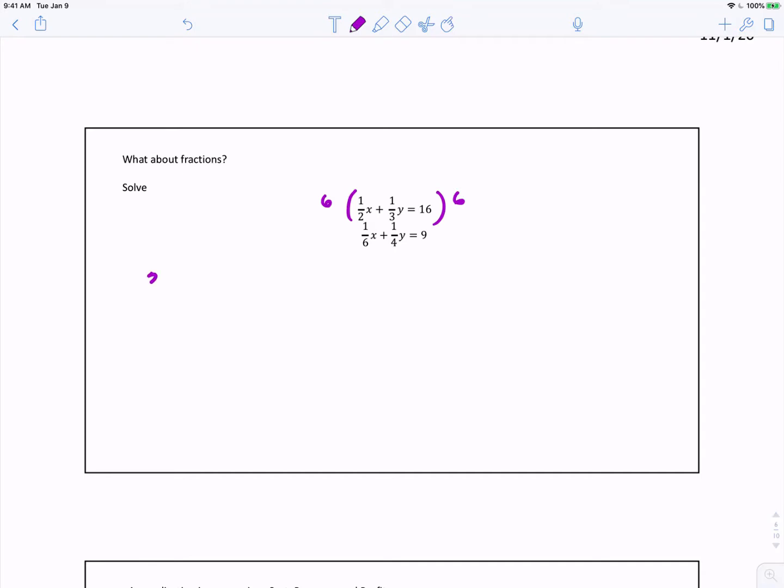That turns that equation into 3x plus 2y is equal to 96. And in the bottom equation, I'm going to multiply both sides by, let's say the common denominator is 12. So we'll multiply both sides by 12. You may wonder, what if I use 24? What if I use a different common denominator? If you do, your equation will look different, but your solution will be the same. So you don't have to worry about which denominator to use. Any denominator is going to be fine. So this would give us 2x plus 3y is equal to 108.